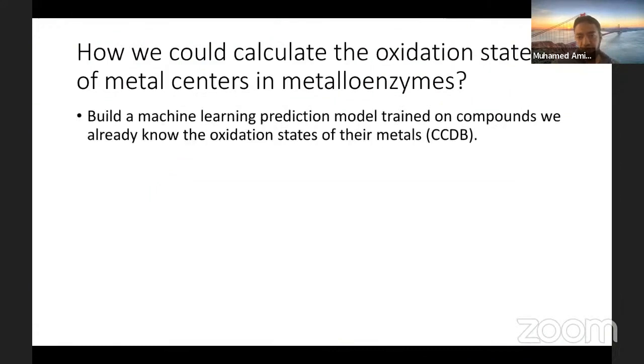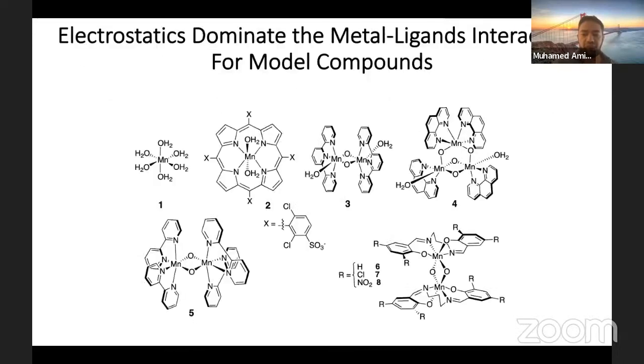So we started with the Cambridge database. We collected a few thousand structures, and after the refinement, in total we had about 3,000 structures. But I just want to mention that for these small compounds, we have published before that electrostatics dominates the interactions between the manganese and the ligand.